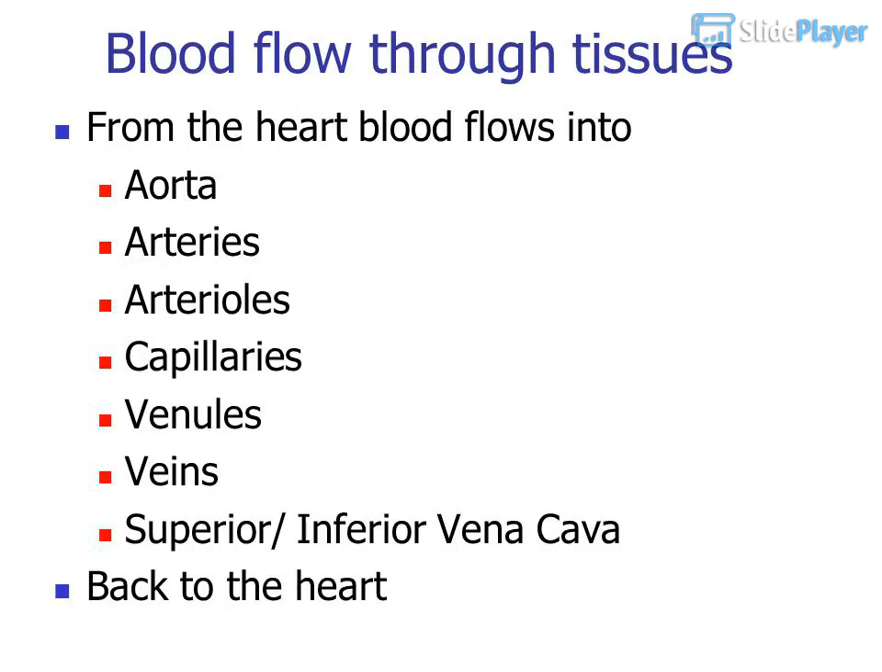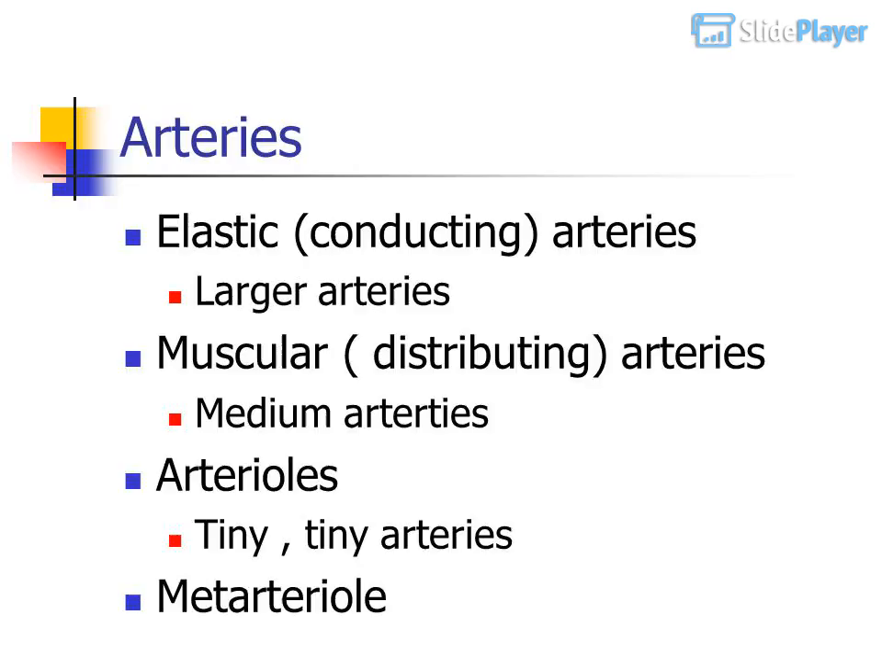Blood flow through tissues. From the heart, blood flows into aorta, arteries, arterioles, capillaries, venules, veins, superior/inferior vena cava, back to the heart. Arteries: elastic, conducting arteries, larger arteries. Muscular, distributing arteries, medium arteries. Arterioles, tiny arteries.